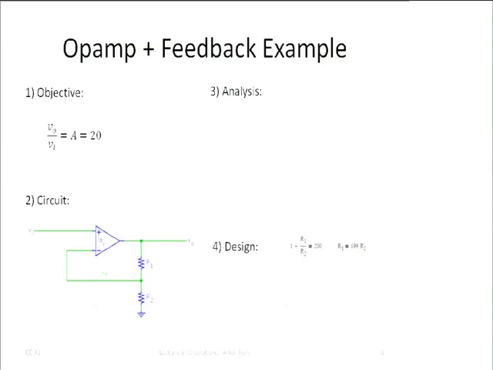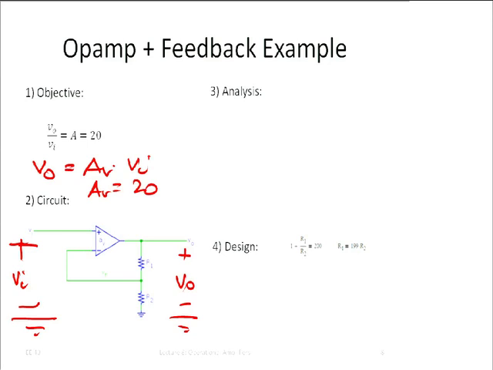So now let me give an example here. Let's suppose that we wanted to build an amplifier that has a precise gain of 20. So we look at this entire box here. This is the input voltage. This is the output voltage. And we want that Vout is equal to AV times VI, and AV in this example is 20. Okay? That's what we want.